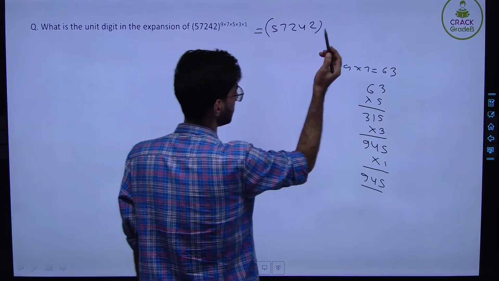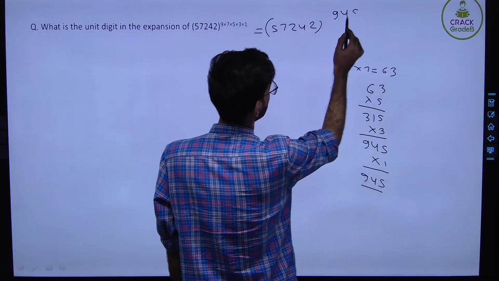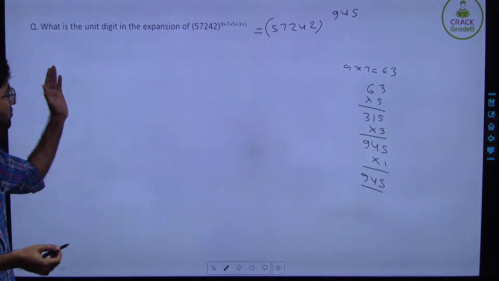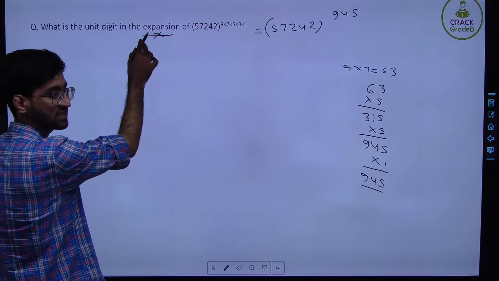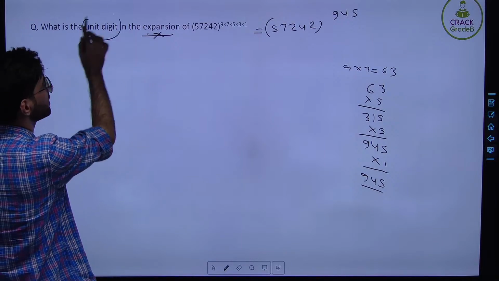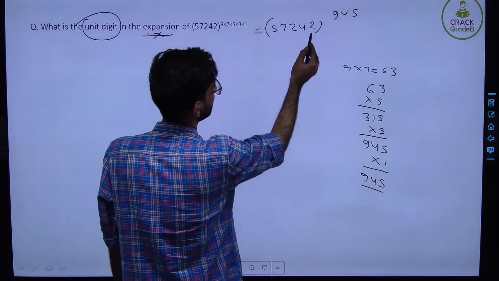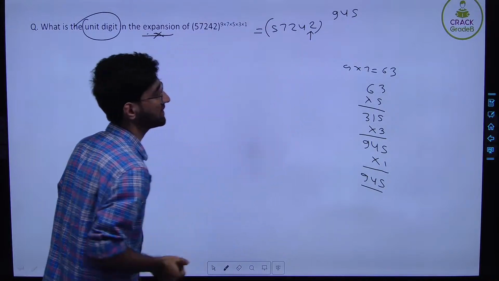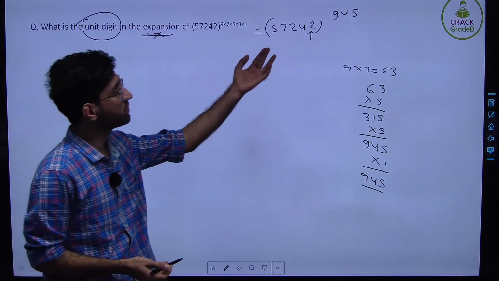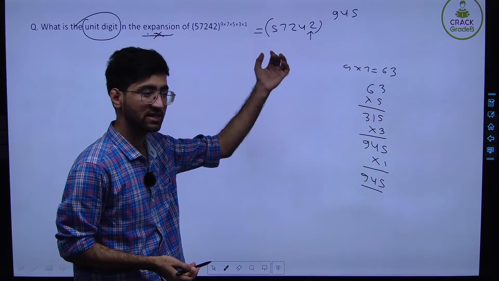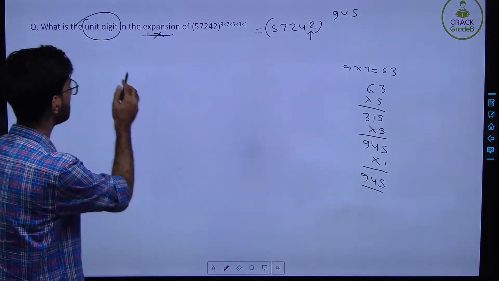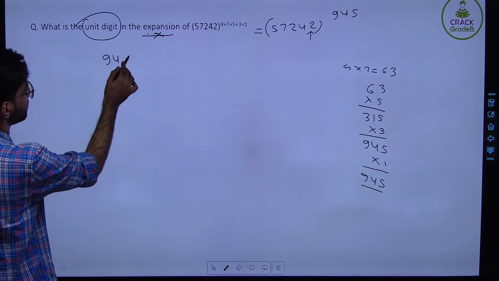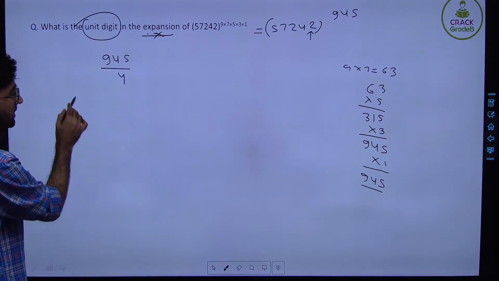57242 to the power 945. We have to answer what is the unit digit in the expansion. Don't get confused by these words, right? You only have to think about the unit digit. So what is at the unit place? 2 is present at the unit place, right? So what is the cyclicity of 2? 4, right? Means we will have to divide 945 by 4, right?